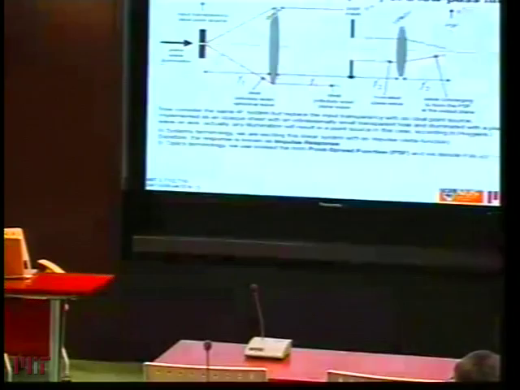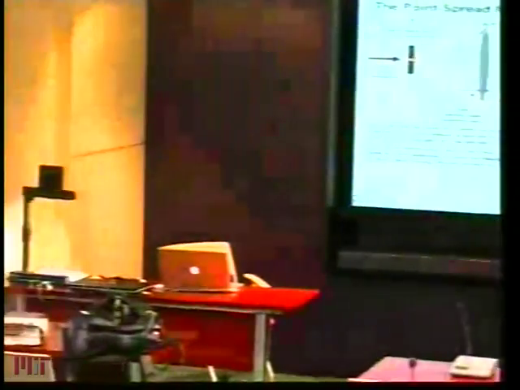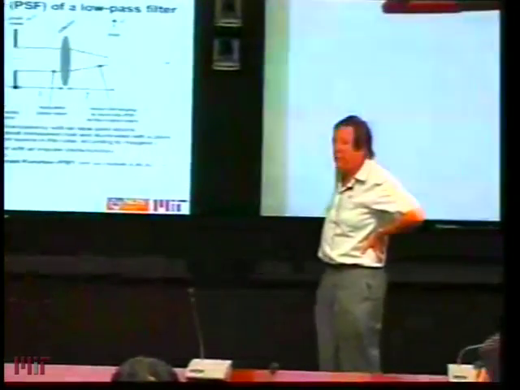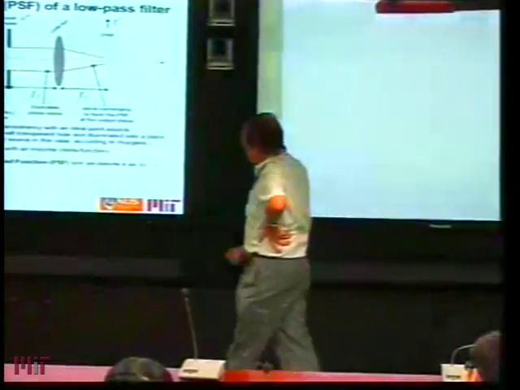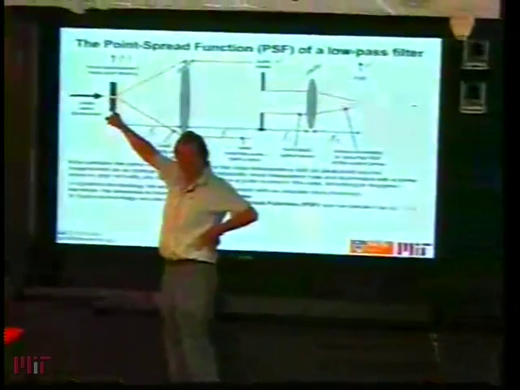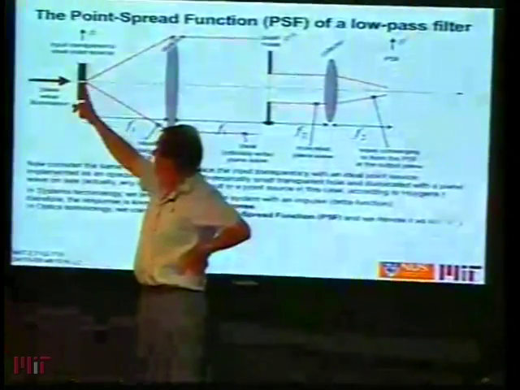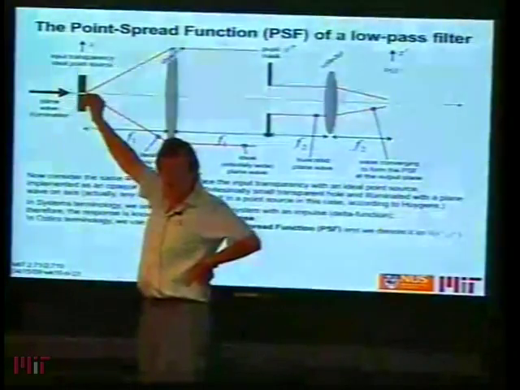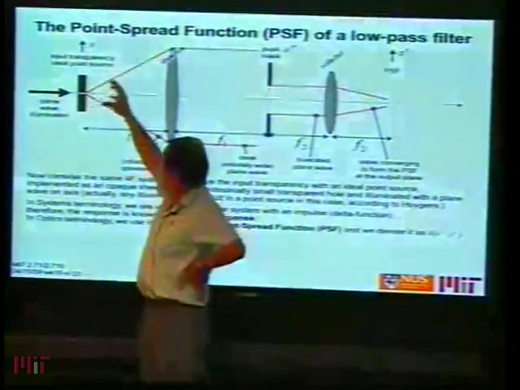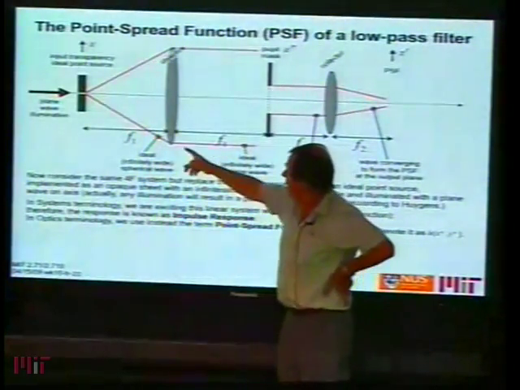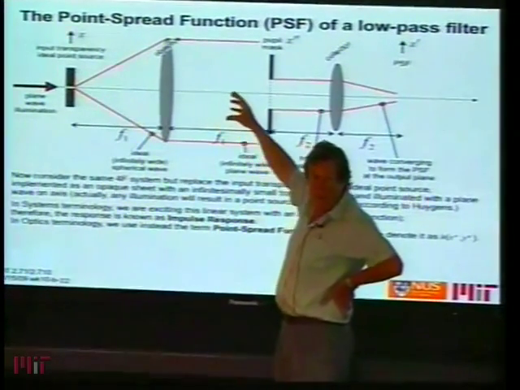We went through this slide last time, showing the significance of the point spread function of a low-pass filter. The idea is that if you put in a point object, i.e. you put in an opaque screen with a small hole in, illuminate that with light, this is going to give a spherical wave, and then this lens is going to collimate that spherical wave to make a plane wave.